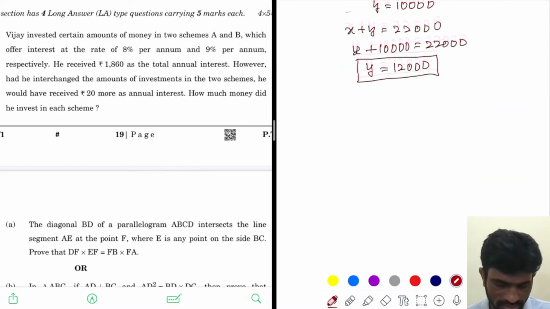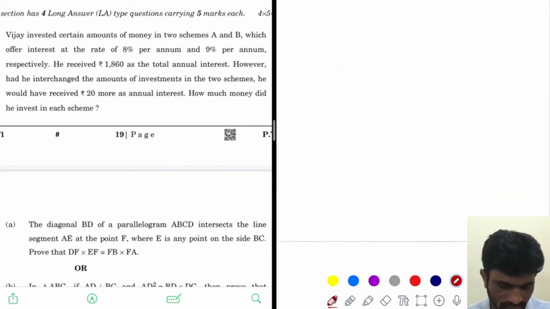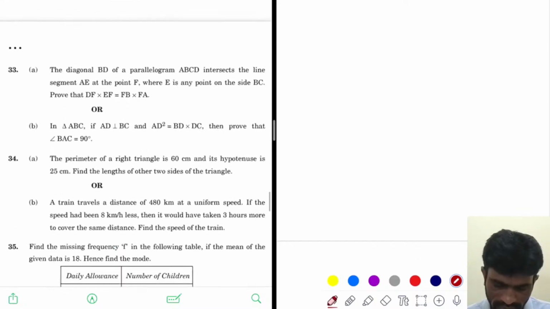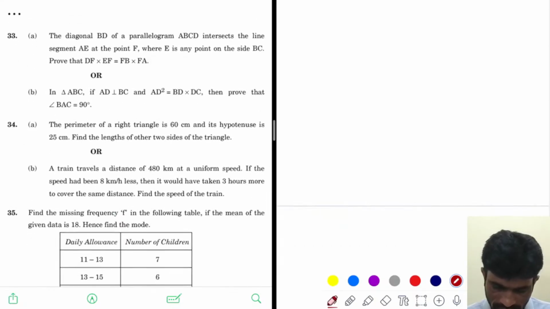Now coming to the next question. Hope you all got this. Question 33 is about triangles. In this, a parallelogram is given.